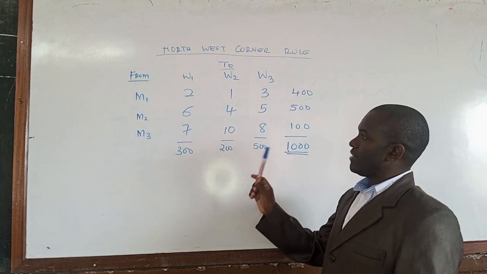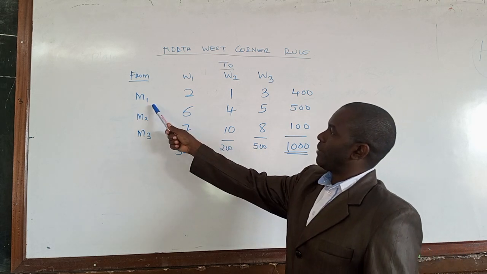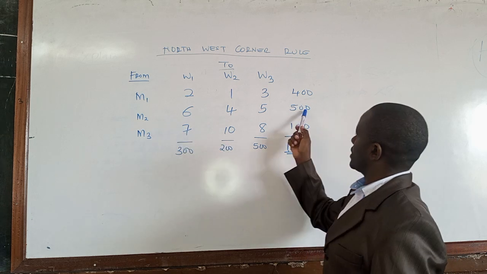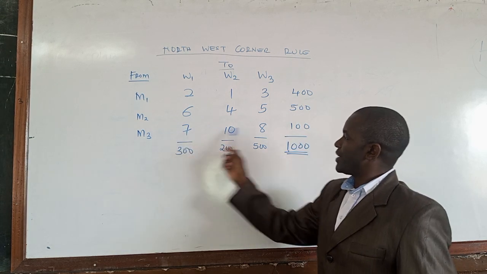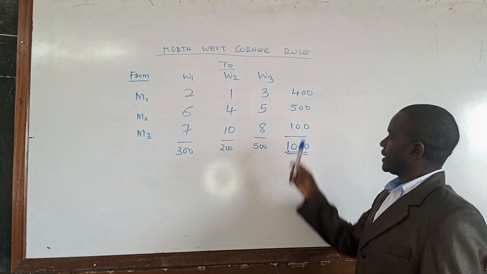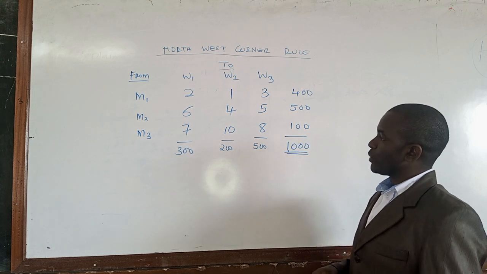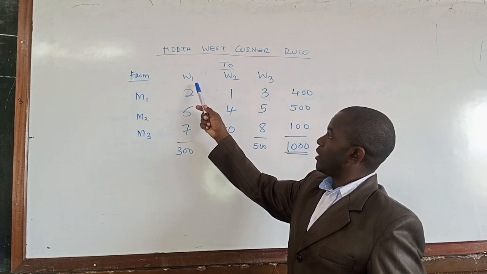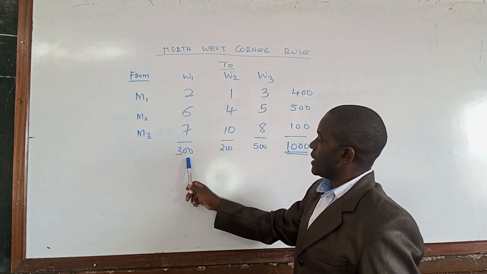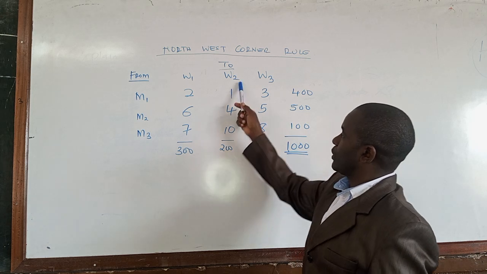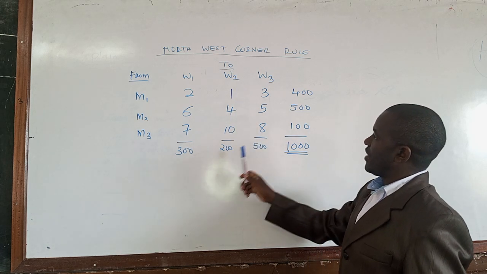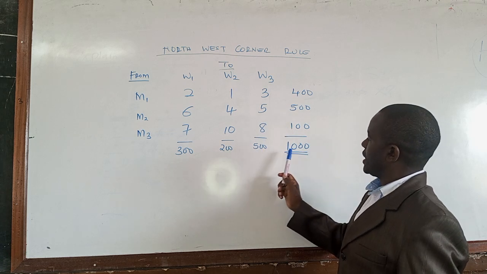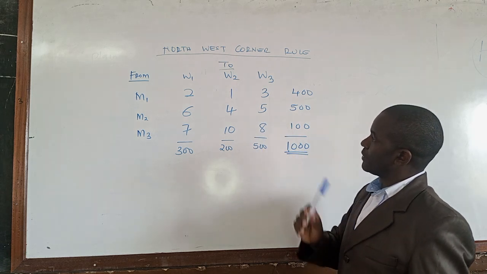From the question, we are given the capacity for manufacturing plant M1 is 400, the capacity for M2 is 500, and the capacity for M3 is 100. That gives us a total of 1,000 units. Likewise, the capacity for warehouse 1 is 300, the capacity for warehouse 2 is 200 units, and the capacity for warehouse 3 is 500 units, and again, that equals 1,000 units.